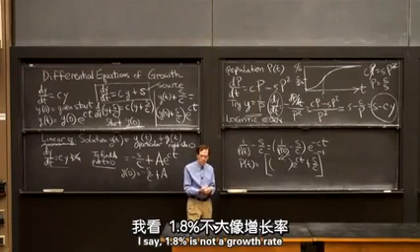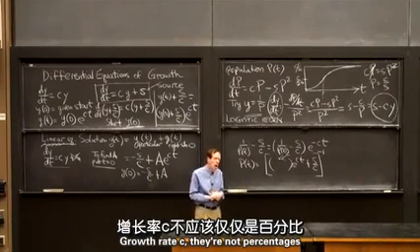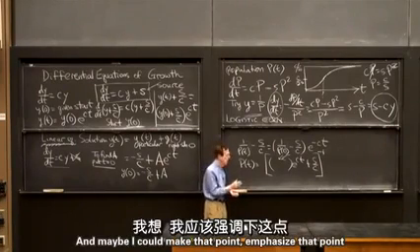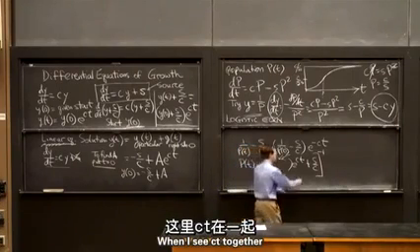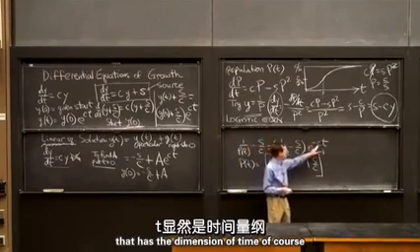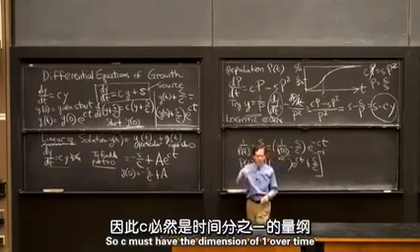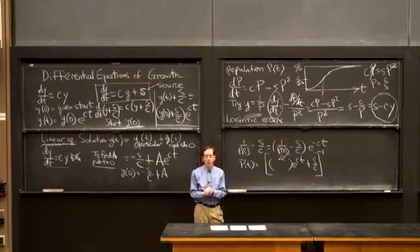I say 1.8% is not a growth rate. Growth rates, C, they're not percentages. Their units are 1 over time. And maybe I could emphasize that point. When I see CT together, that tells me that has the dimension of time, of course. So C must have the dimensions of 1 over time. The growth rate is 1.8% per year.